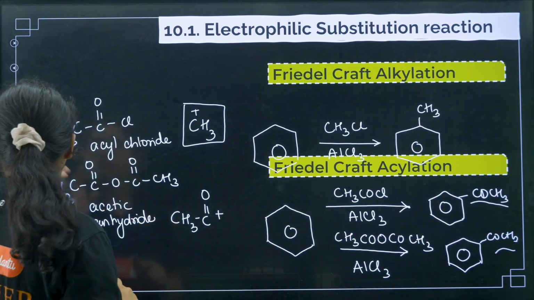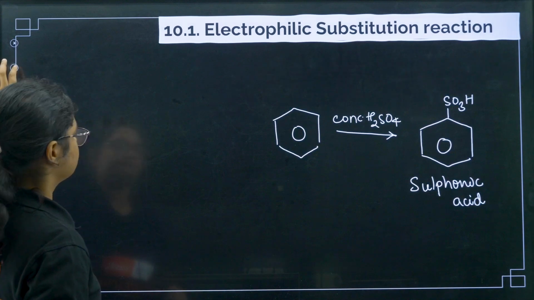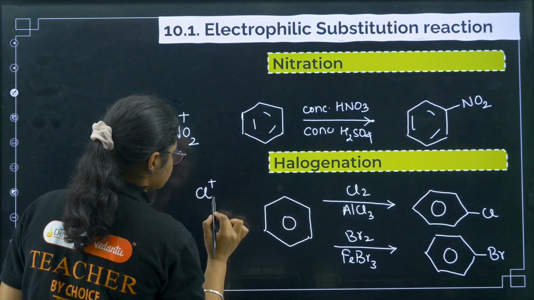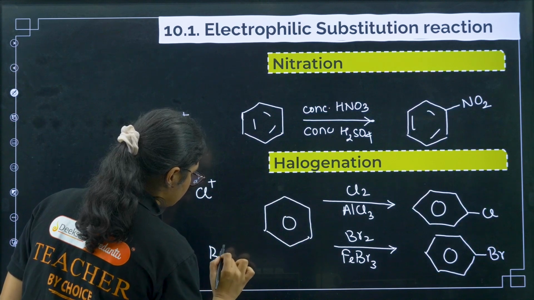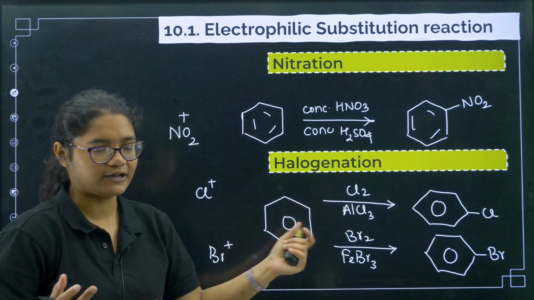Okay. Now one more thing, if I just move back, in halogenation what are the electrophiles? Here Cl plus is the electrophile and here Br plus is the electrophile. Now let us quickly understand how this electrophile is produced.